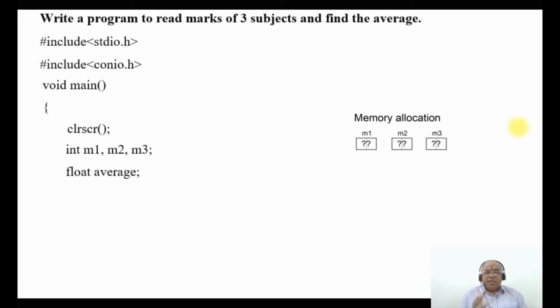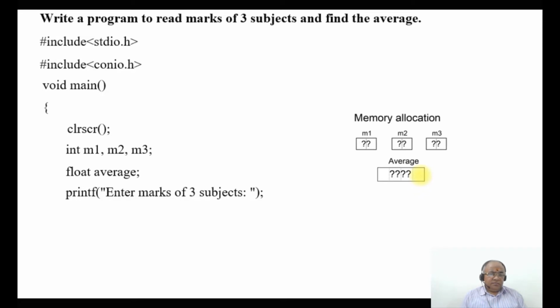Then the declaration of the resultant variable, the average of 3, which will be a float, called average. The moment you talk about float, it becomes 4 bytes. That is the reason we have 4 bytes here. So printf, enter the marks of the 3 subjects. That is to be entered within double quotes, and of course followed by a semicolon.